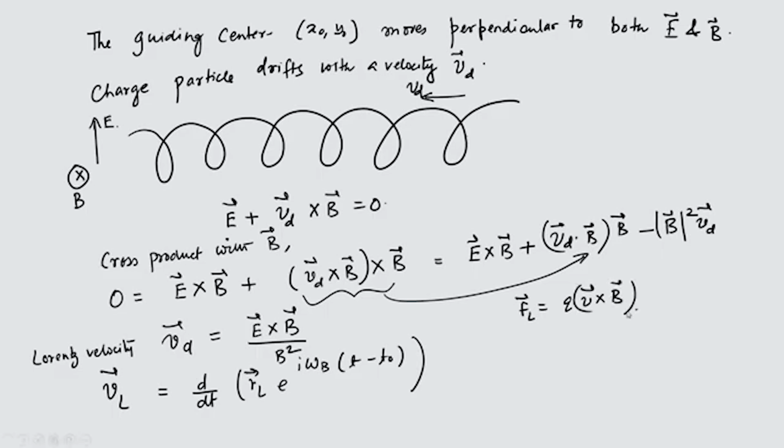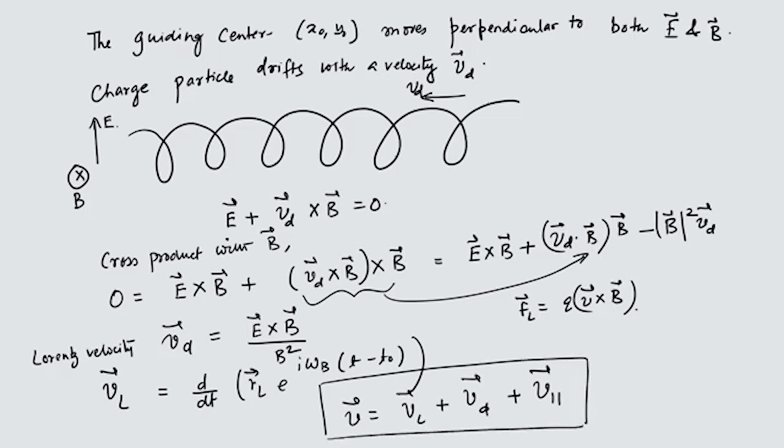Okay. So, this is the Lorentz velocity, which will get added to the drift velocity, and the net velocity will become equal to v_L plus v_D. And of course, because of this electric field, there is also the parallel component of the velocity, and this is the total velocity of the particle, and this total velocity can be integrated in order to find r as a function of t.